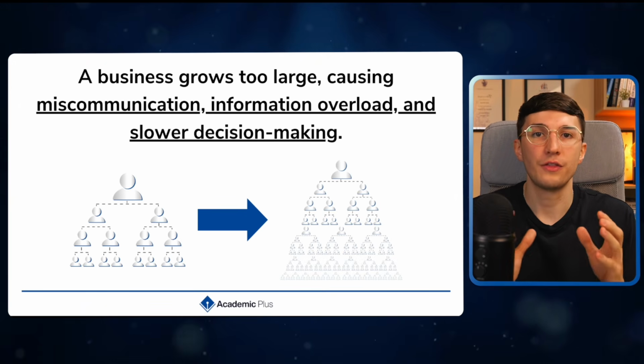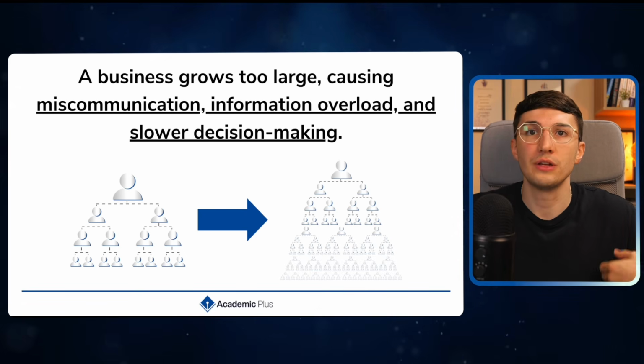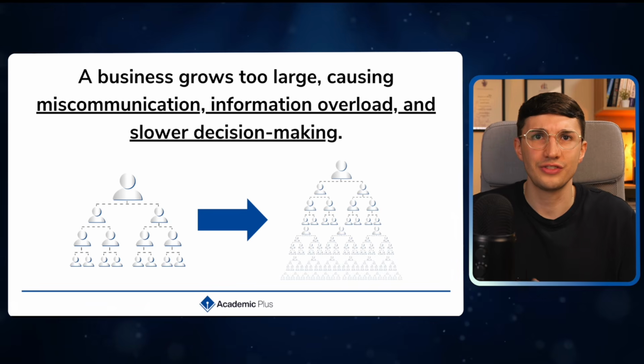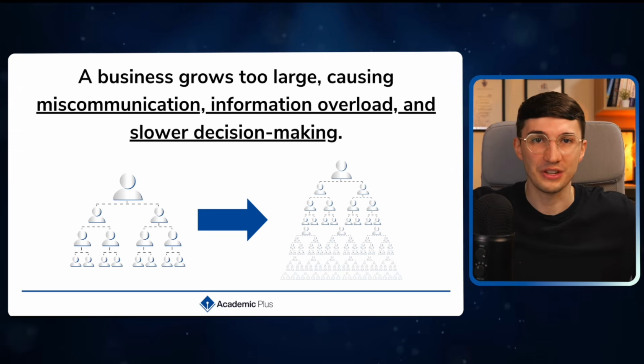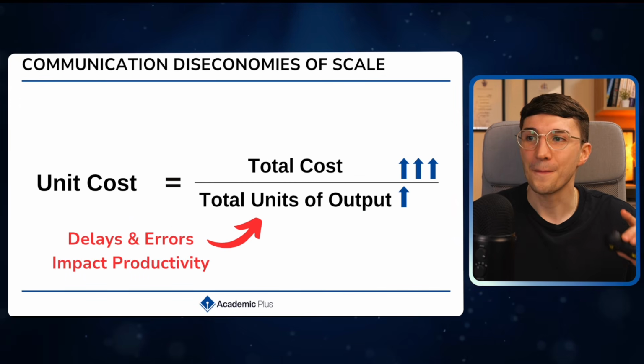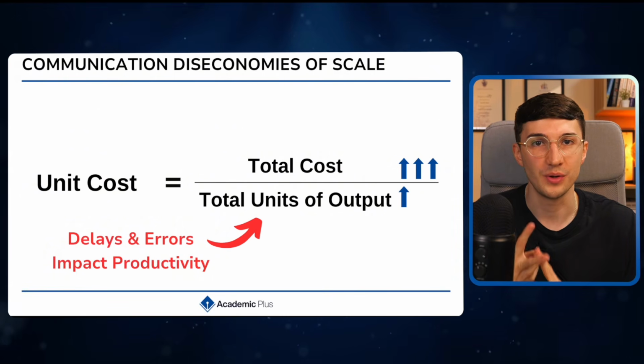And what you'll find is that the business's decision making becomes a lot slower. Because for me to inform the entire organisation, it's not just as simple as talking to 10 employees. I might have to try and communicate to 10,000 employees. So what happens? Productivity starts to suffer because we see delays and errors within communication.